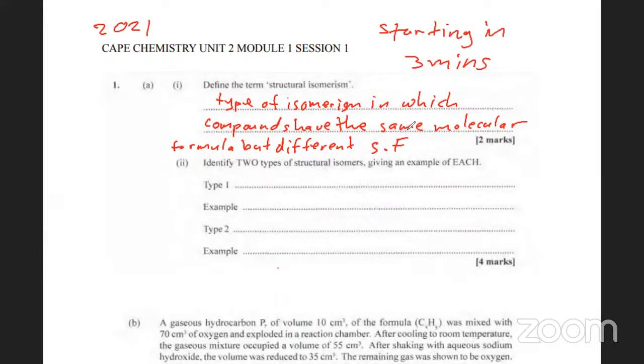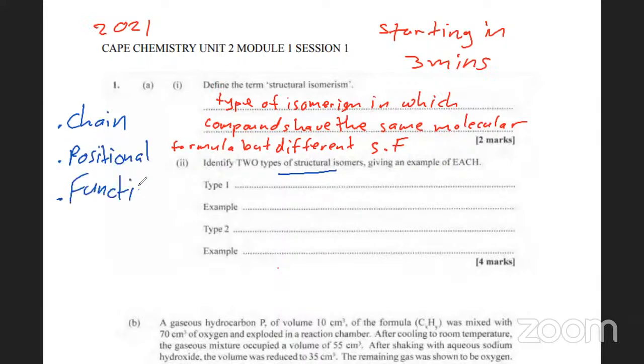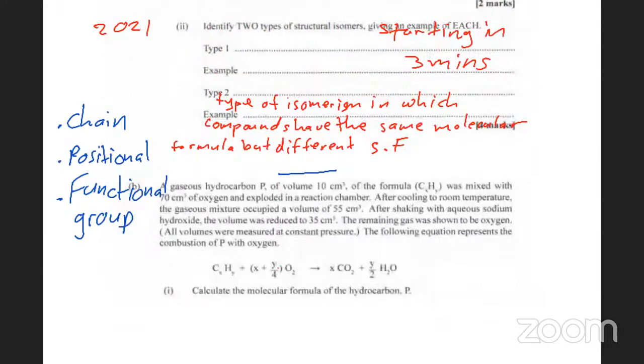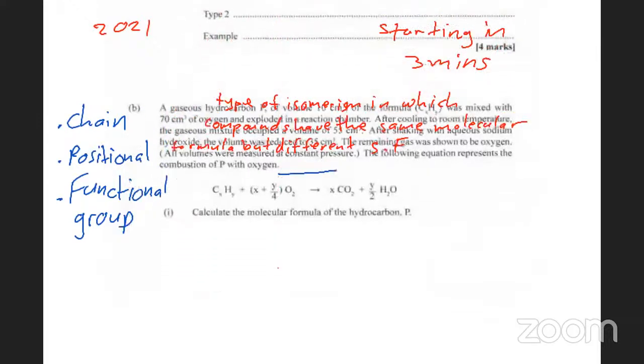All right, so there are three types of structural isomerism. The question is asking us to identify two types of structural isomers and give an example of each. So we have three types: chain, positional isomerism and functional group. So let me just get a little space and we will do them. I'm going to do all three of them, and give examples.